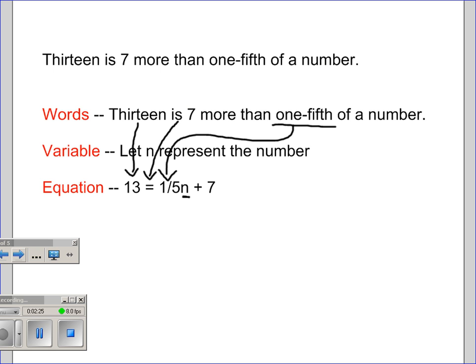And let's look, 7 more. More is a word used when adding. We have the plus 7. So our equation would be 13 equals 1/5 n plus 7.